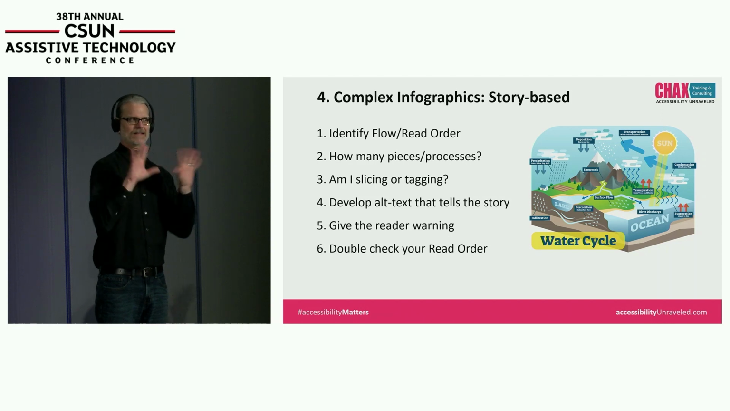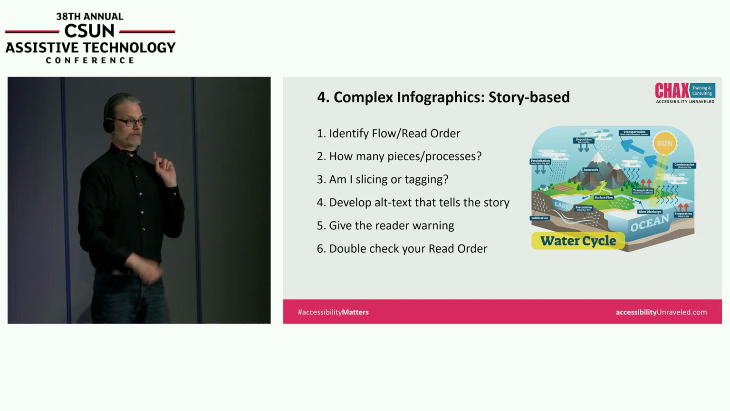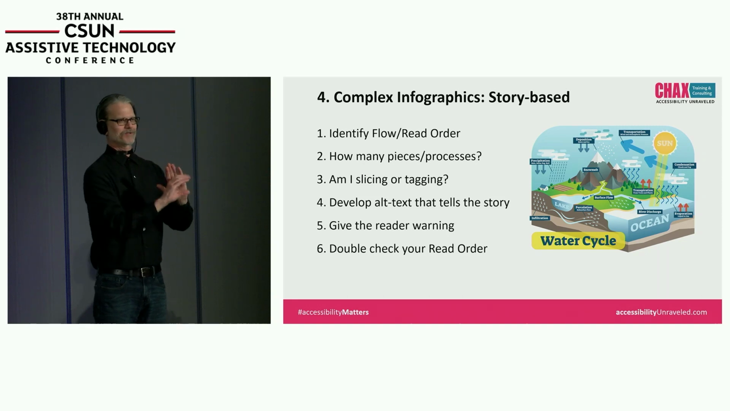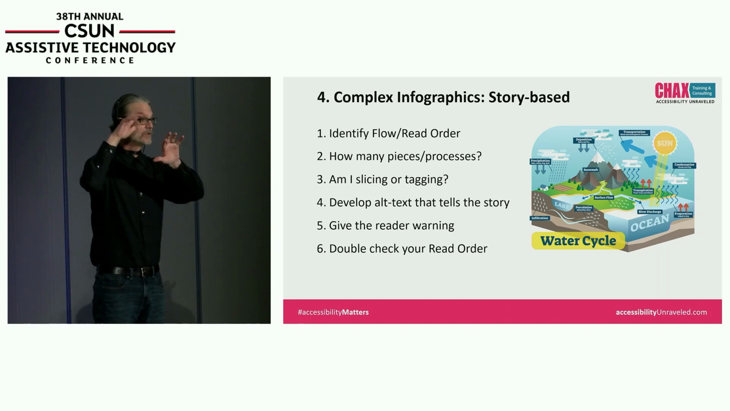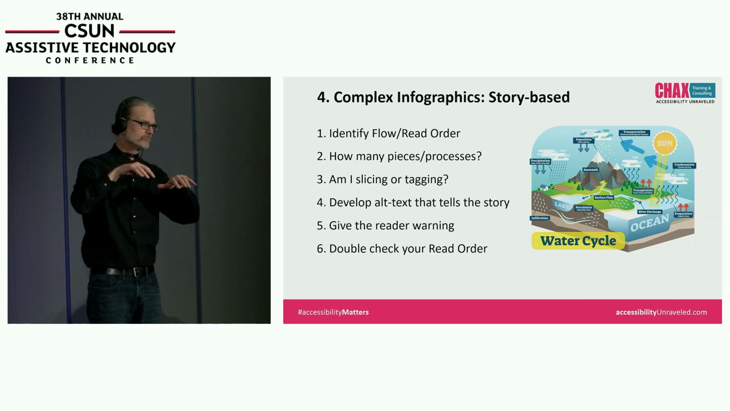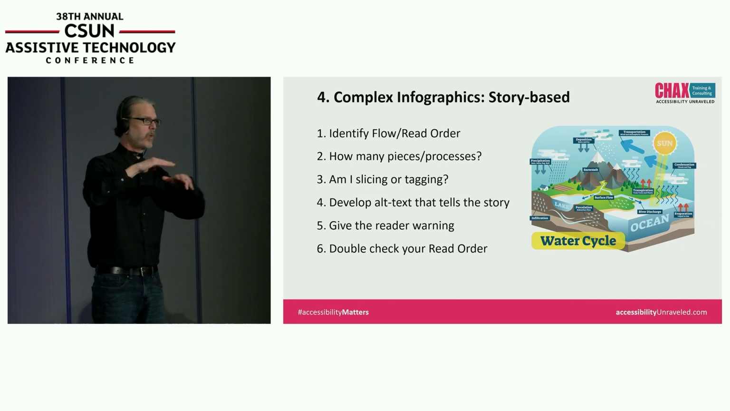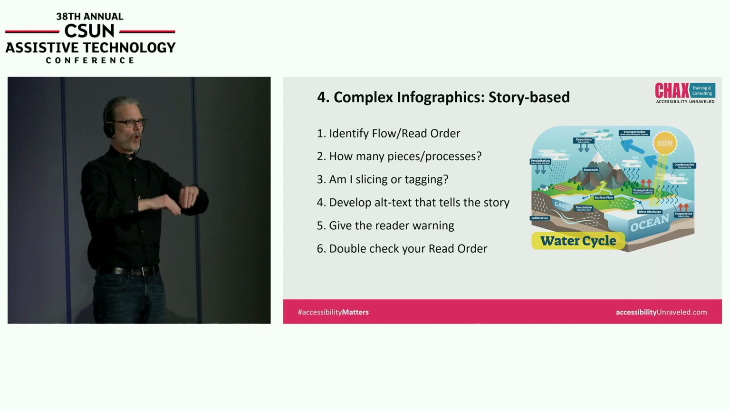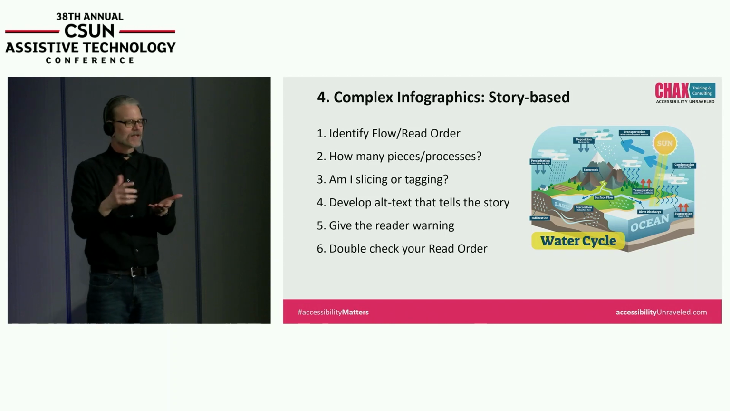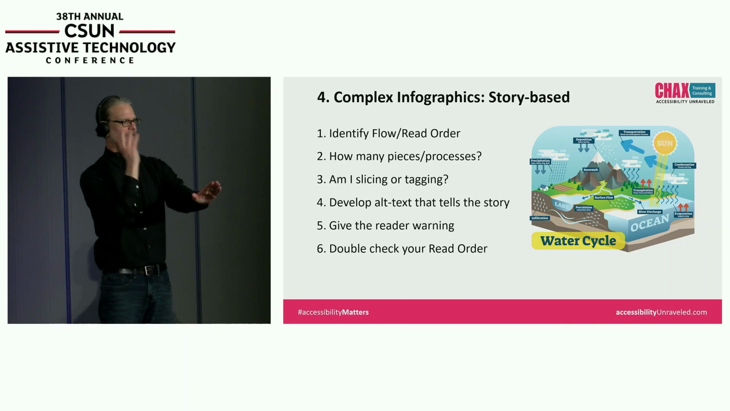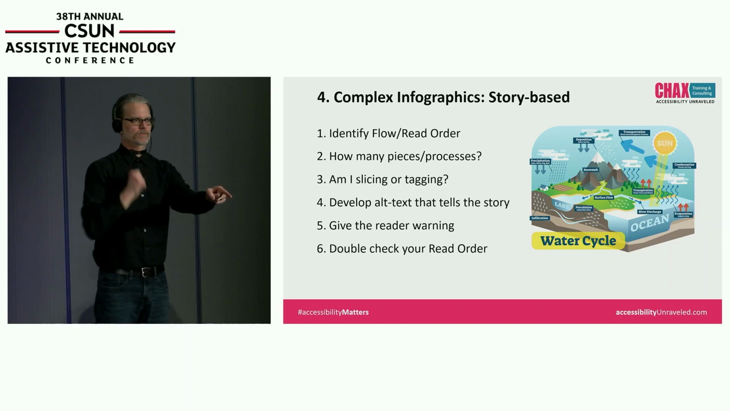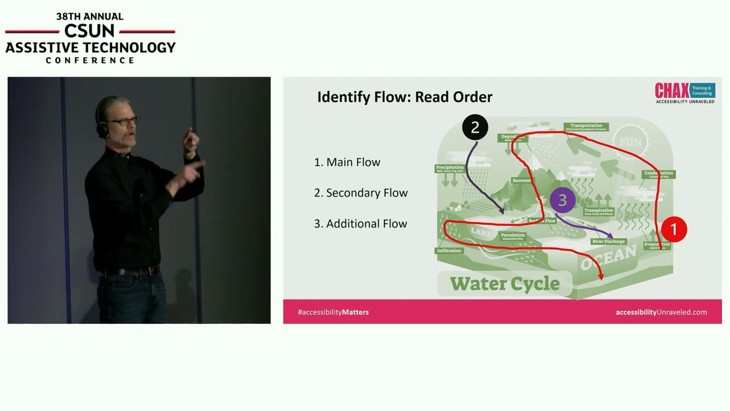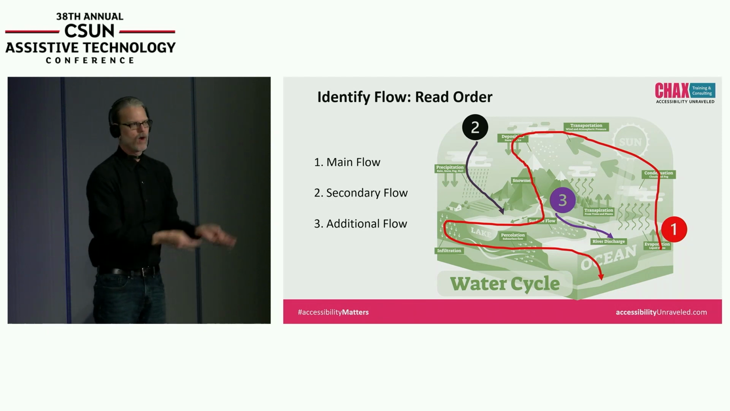When I have an infographic like this one, which happens to be a water cycle, an illustrated example showing things like precipitation and snow melt and surface flow and percolation, there are all these different elements. I first need to tell myself, what do I want the user experience to be, and identify a flow. How do I want this information to flow? How would I want it presented in the right order?